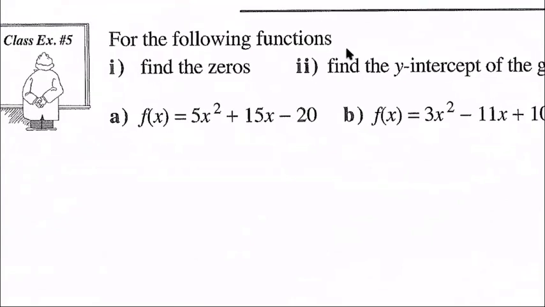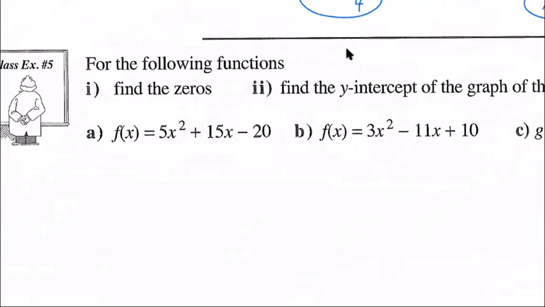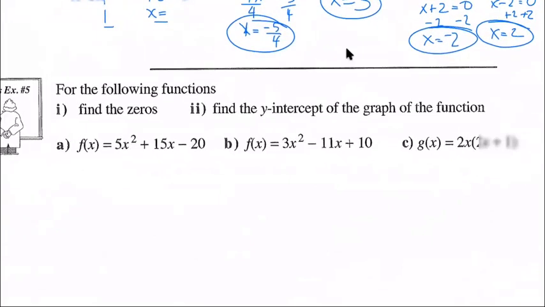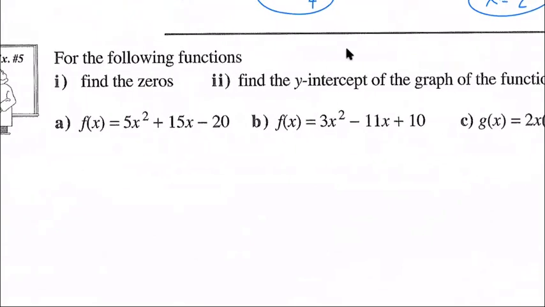Example number 5. For the following functions, find the zeros, and find the y-intercept of the graph of the function. So the zeros, remember we have to factor these and use our zero product law. Okay, and then I'll show you algebraically how to find the x-intercept.